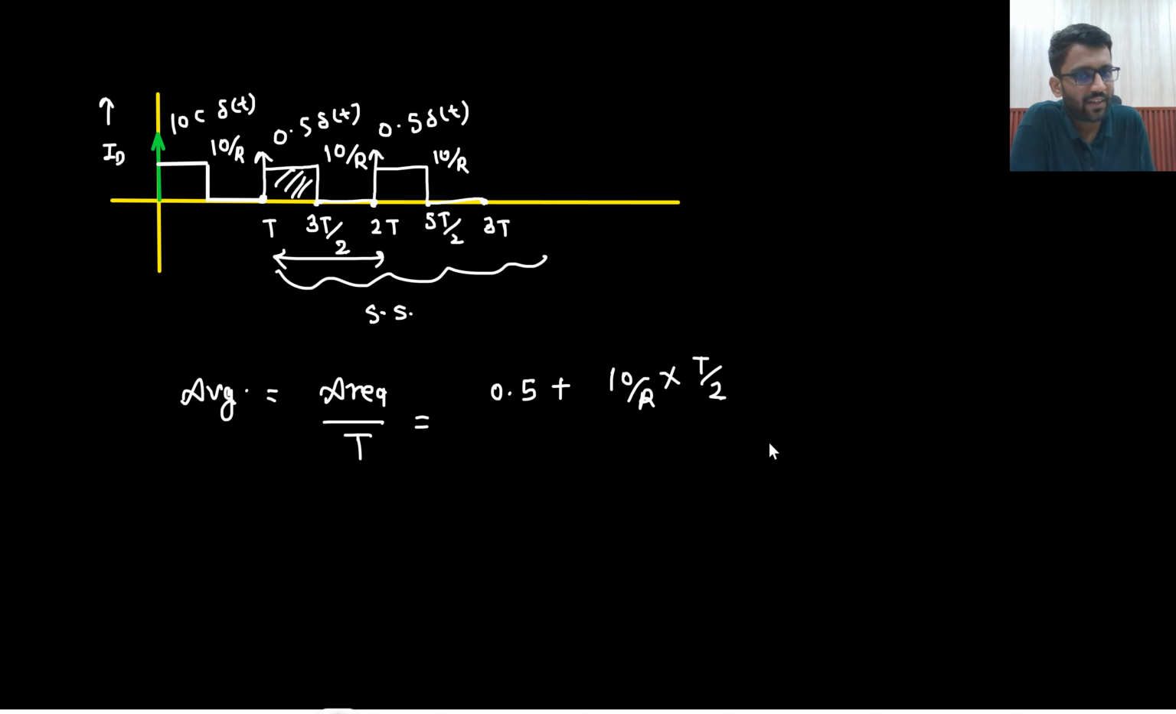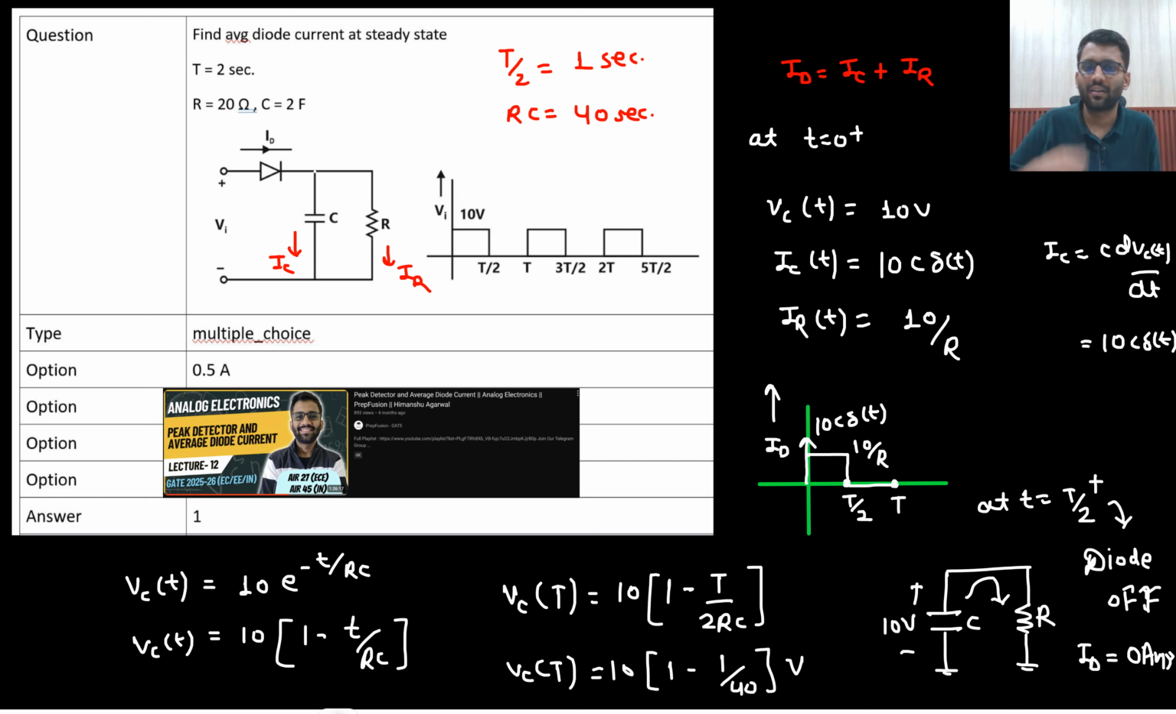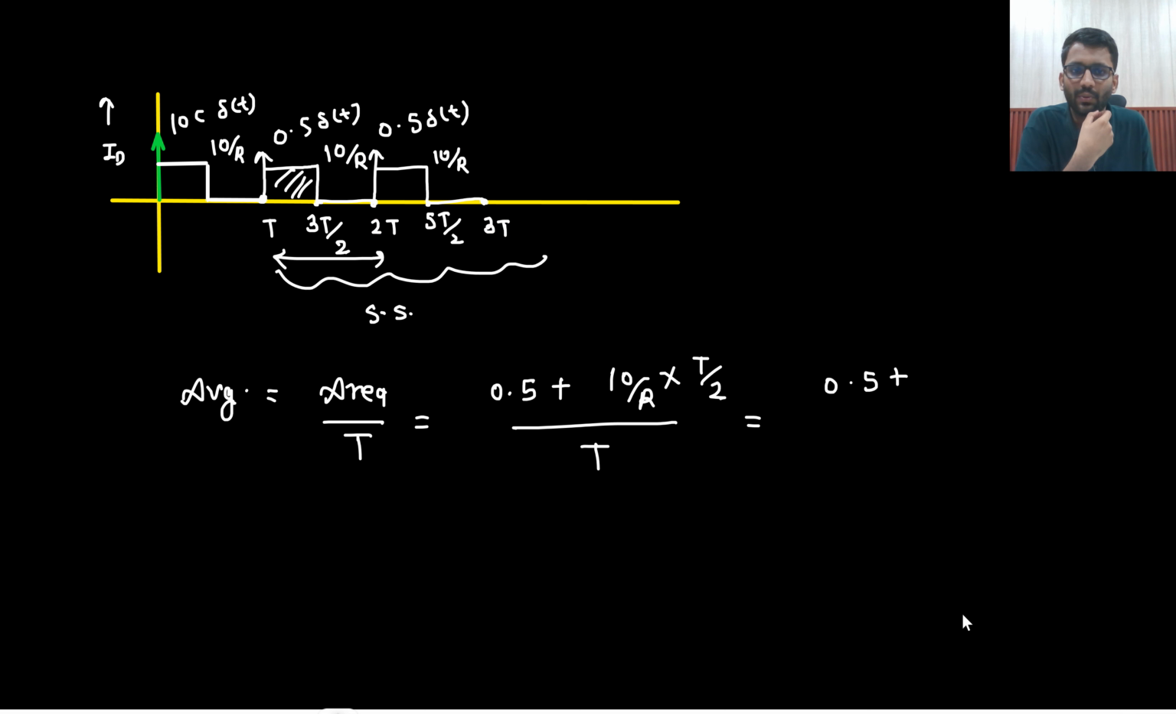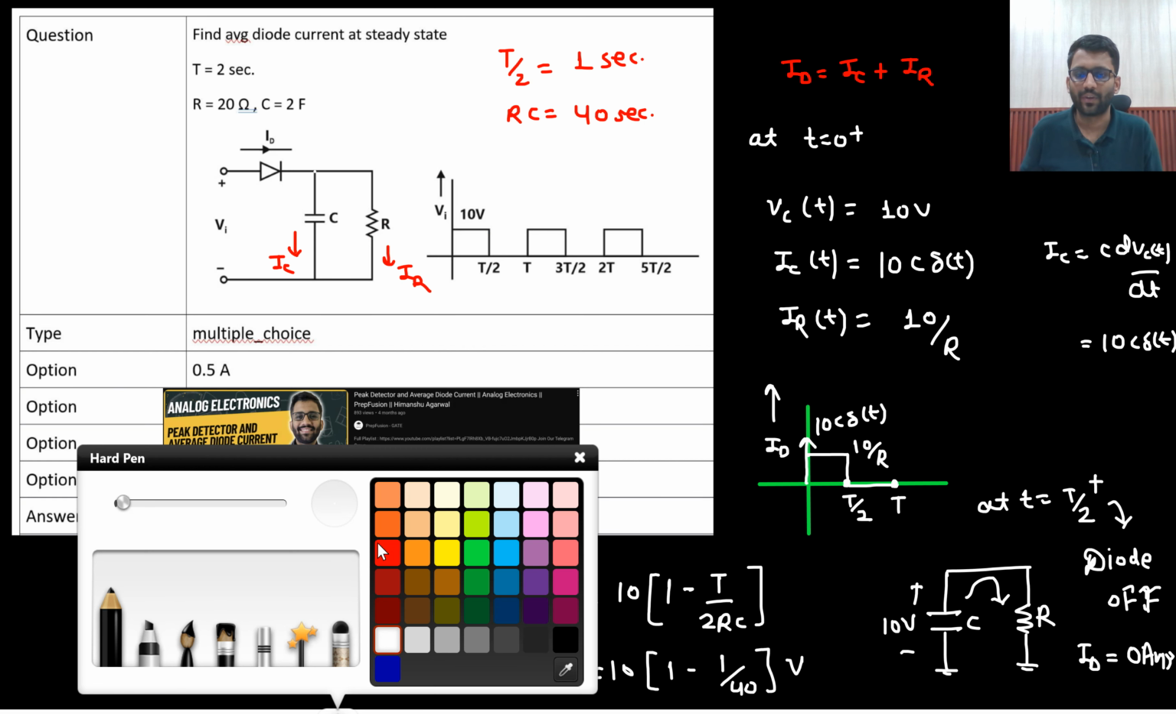How to take the average, I have also taught in that particular video, so if you don't know how to take the average, you can check it out there. So 0.5 plus 10 by R. What is the value of R? R value is 20, so 10 by R is 1 by 2, and the value of T is 2. So this would be 1 by 2 only, 0.5 divided by T. T value is 2. So this is the average current, that is 0.5 ampere. So this is the answer, 0.5 ampere.